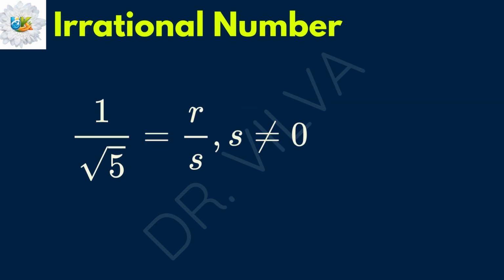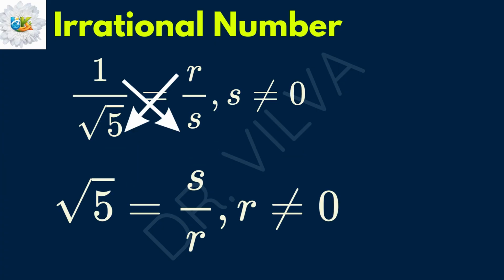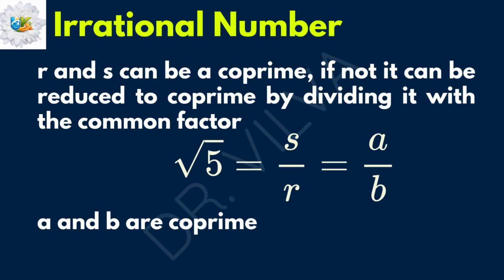By definition, any rational number can be written as a fraction. So, I am taking it as R by S, where R and S are integers and S is not 0. I am going to do simple mathematical simplification here. Just cross multiply the terms. We are going to get square root of 5 is equal to S by R. In this case, R should not be 0.